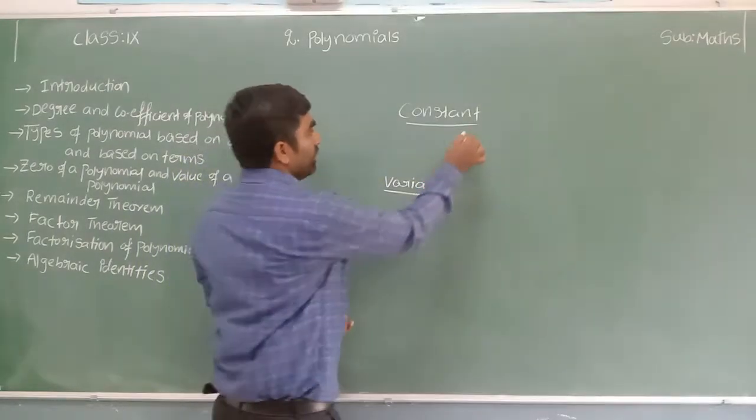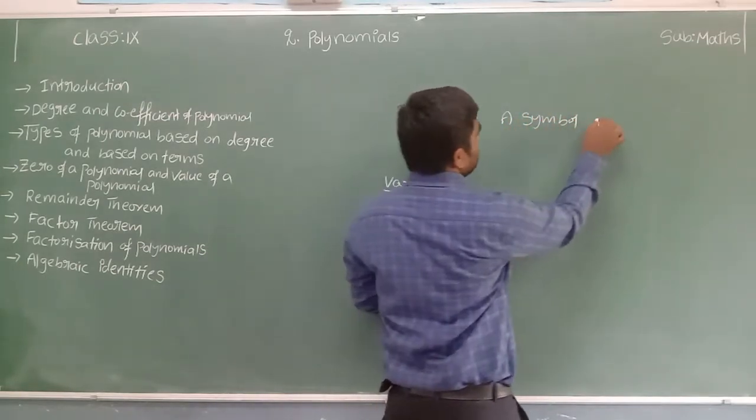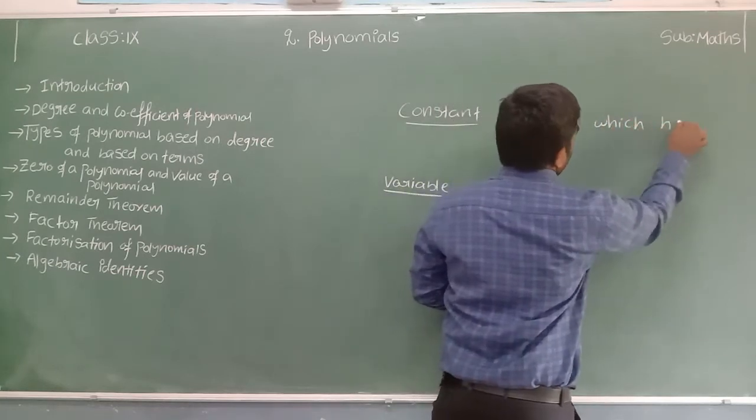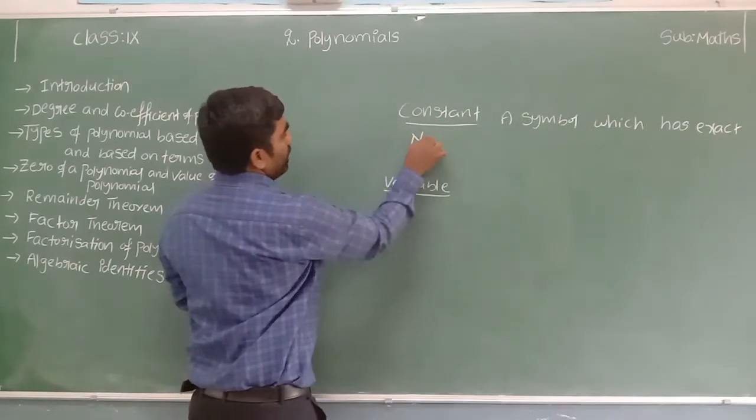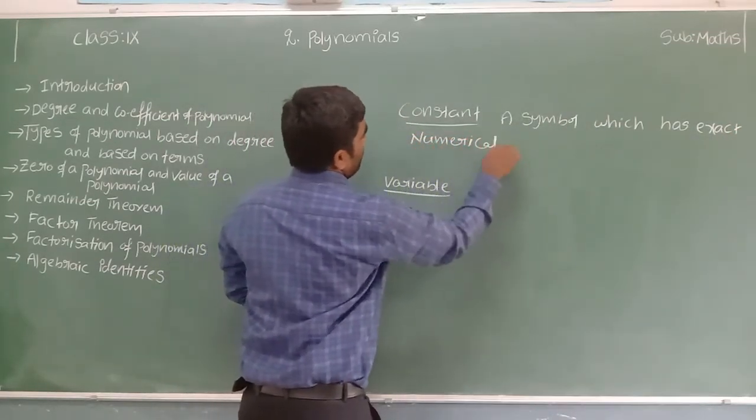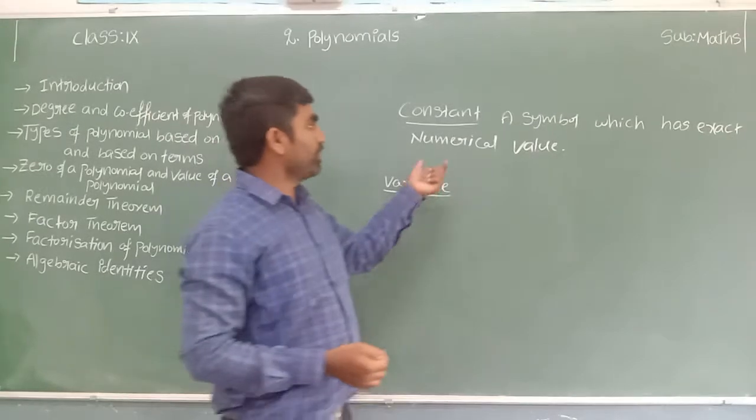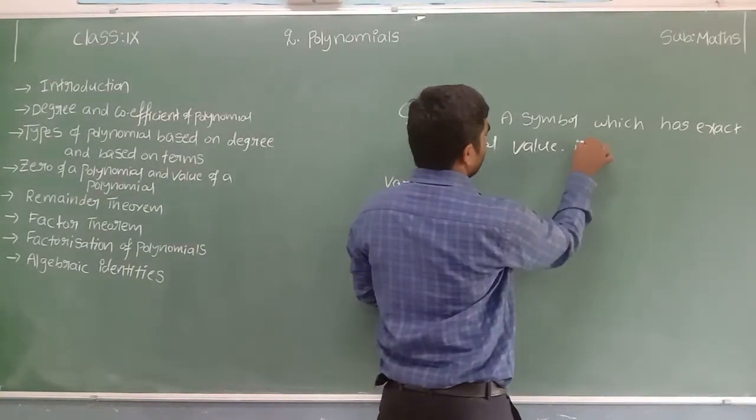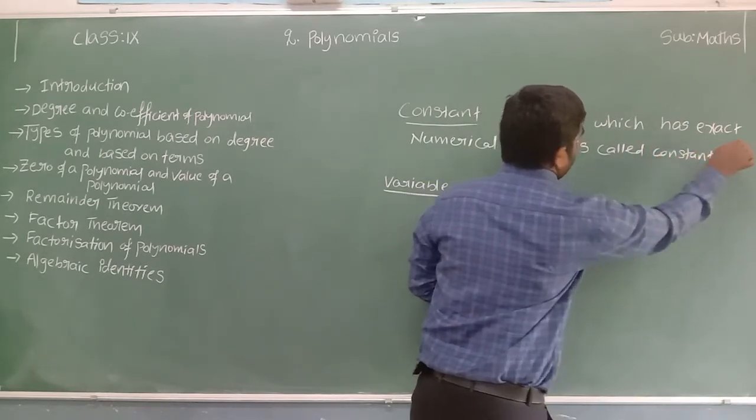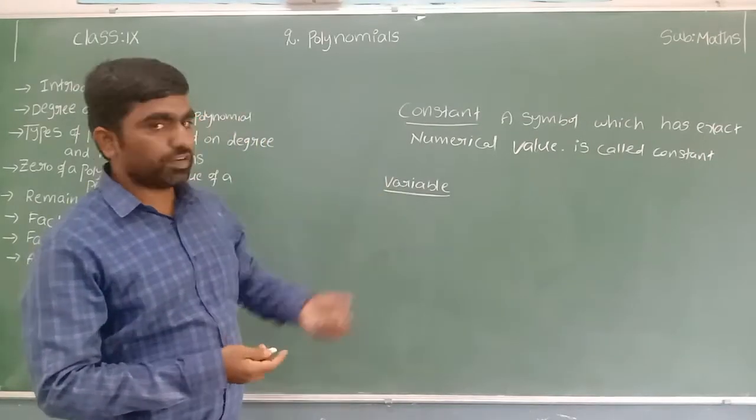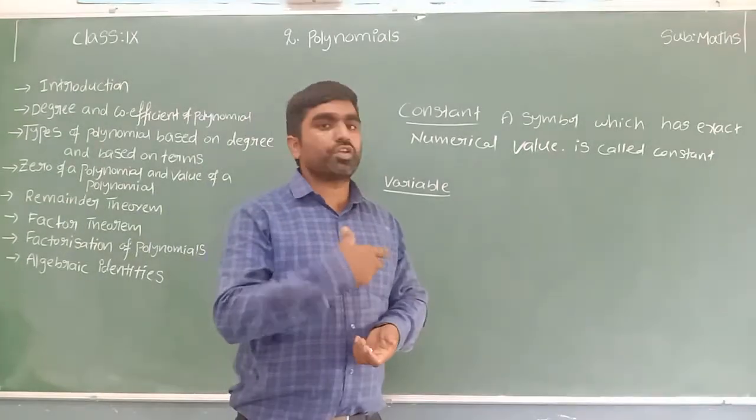Constant is nothing but a symbol which has an exact numerical value. A symbol which has an exact numerical value is called a constant. So can you say some examples of constant? Yes, we can see many examples where we can see a fixed numerical value.